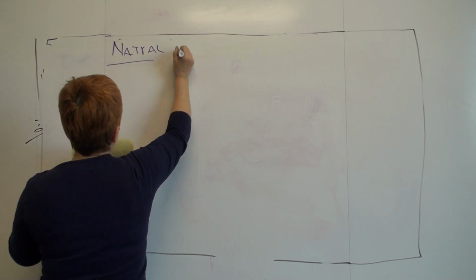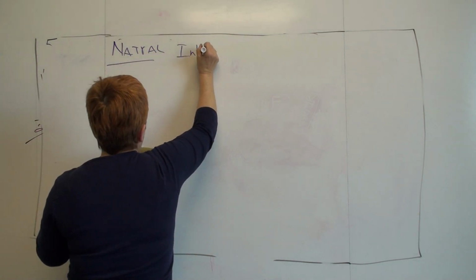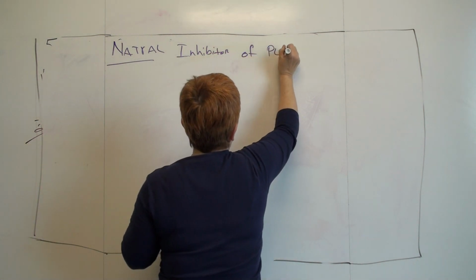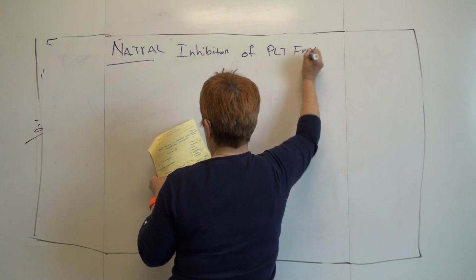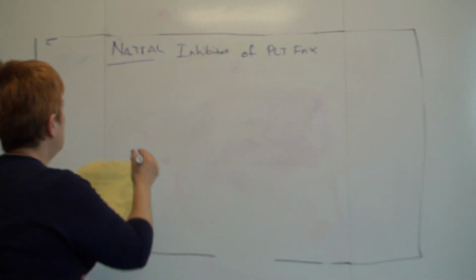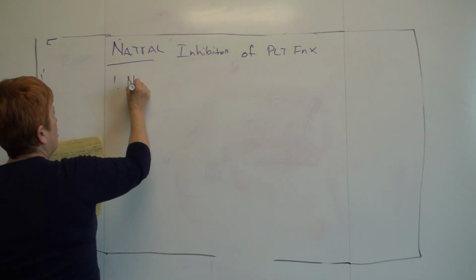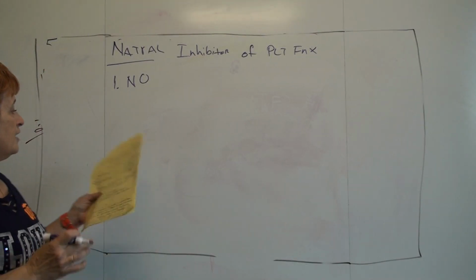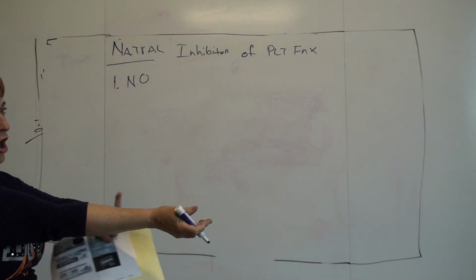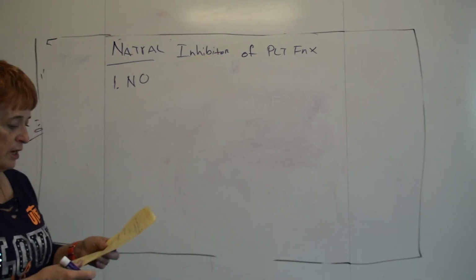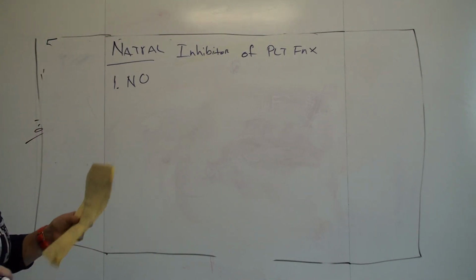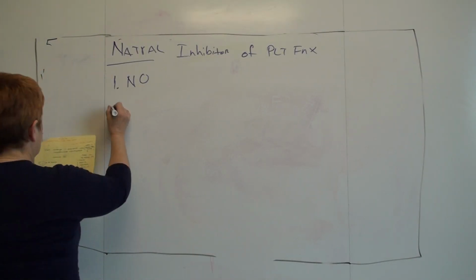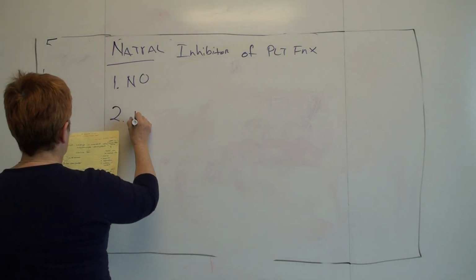Okay, these are the natural inhibitors of my platelet function. Number one is nitric oxide, which I've mentioned before. The nitric oxide is going to be on the endothelial cells. I'm going to draw this out in a minute. It comes from the endothelial cells and from your megakaryocytes. Number two is your prostacyclin, a prostaglandin.